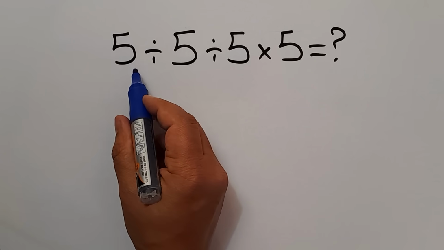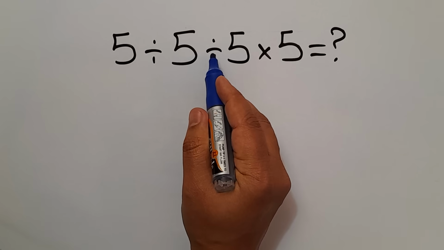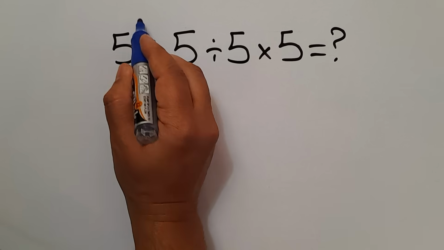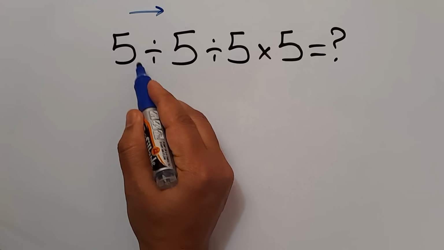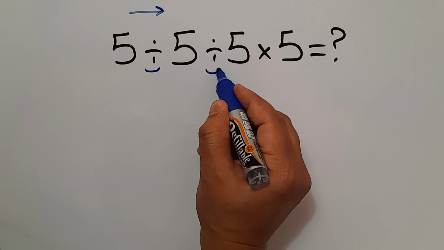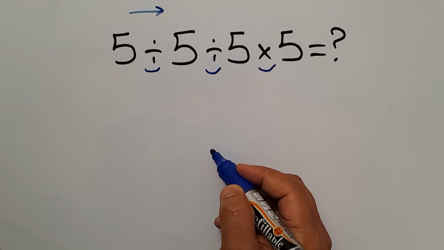According to the order of operations, multiplication and division have equal priority and we have to work from left to right. So first this division and then this division here, and finally this multiplication.